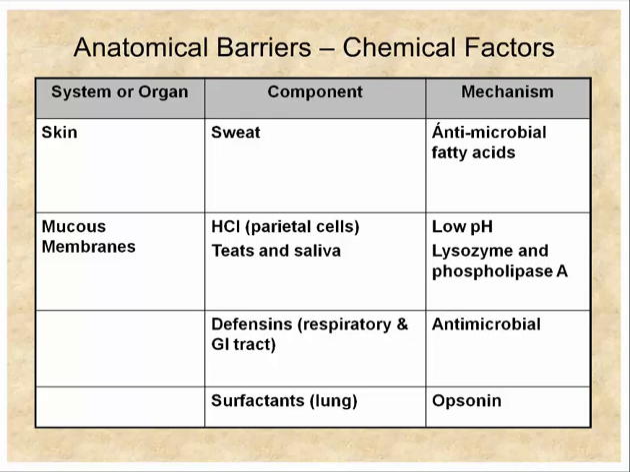Surfactants in the lung act as an opsonin. An opsonin is a substance which, when it binds to a particle, makes that particle more easily phagocytosed. All right? So it's something that makes it more palatable for the phagocytic cells. And so surfactant is one of these opsonins.